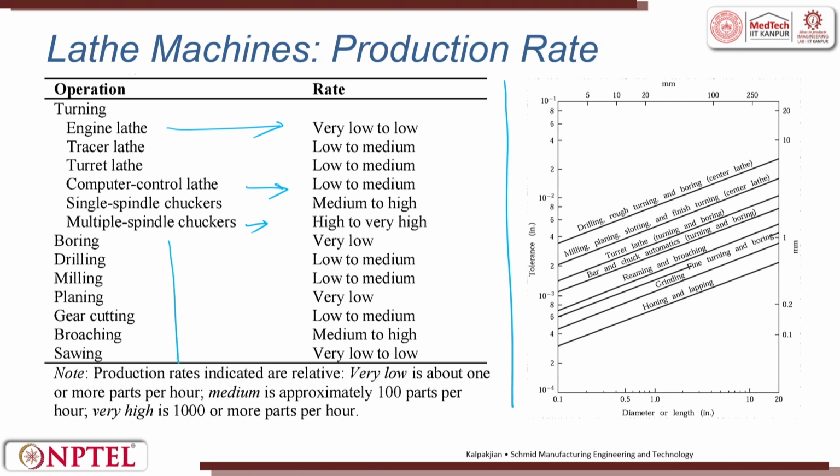So, these are all the other processes which can be done on a lathe machine: boring, drilling, milling, planing, gear cutting, broaching and sawing. Here this figure clearly says what tolerance we get for the diameter or the length of the job. As the length of the job increases, the tolerance level increases.